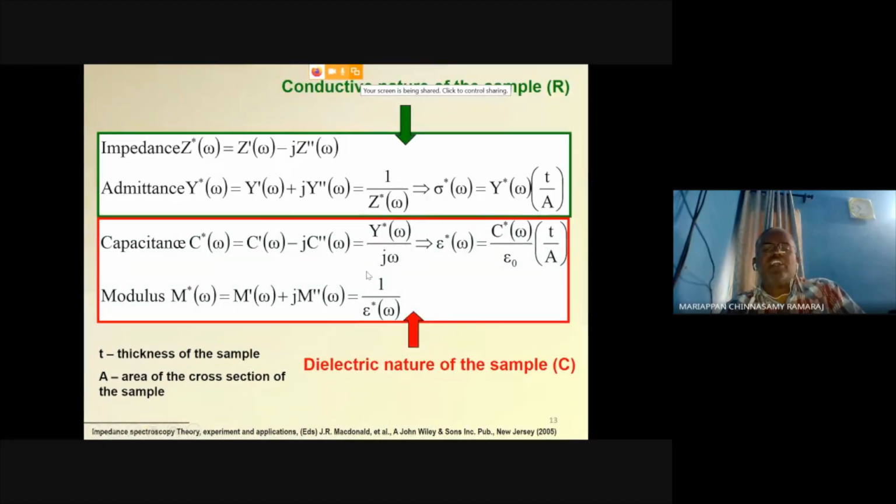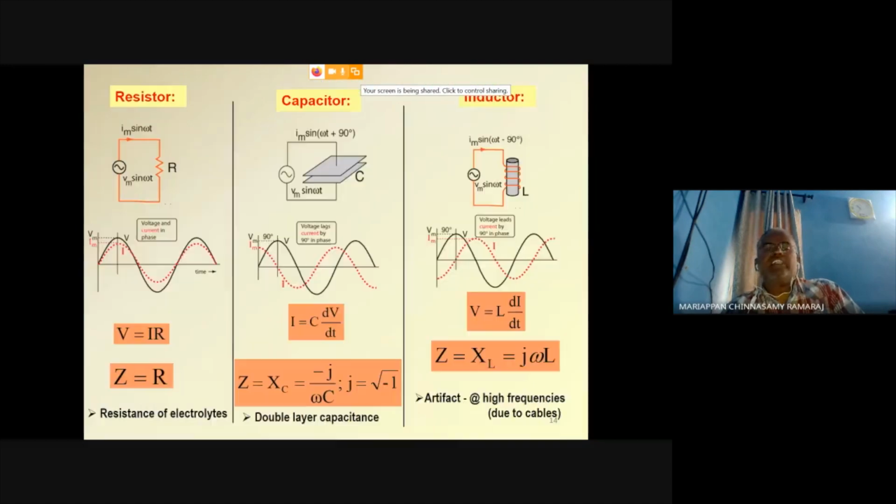In this, you can analyze and get information about the electrical properties of the material. Of course, you may know what happens across a resistor, capacitor, and inductance if you apply an AC voltage. The current and voltage in the resistance will be in phase. Current and voltage both are in phase. So here it is E equal to IR.